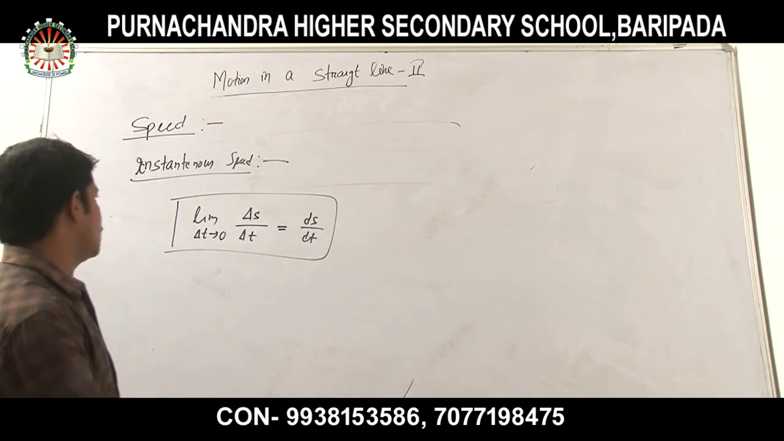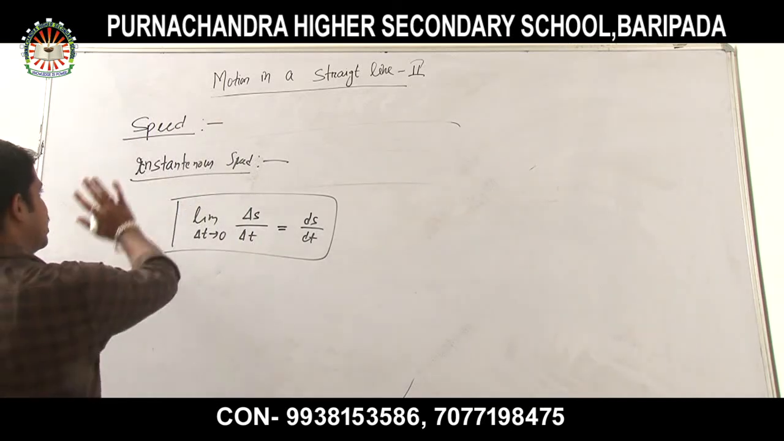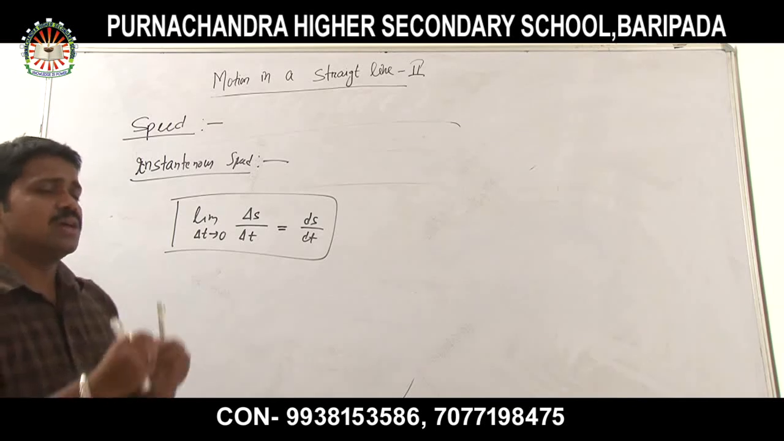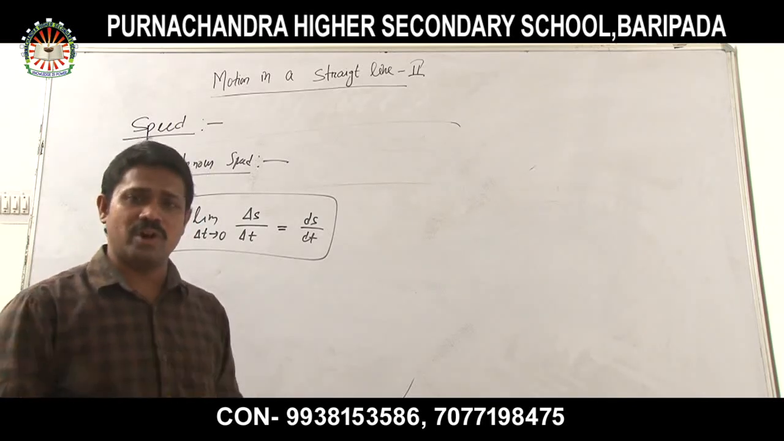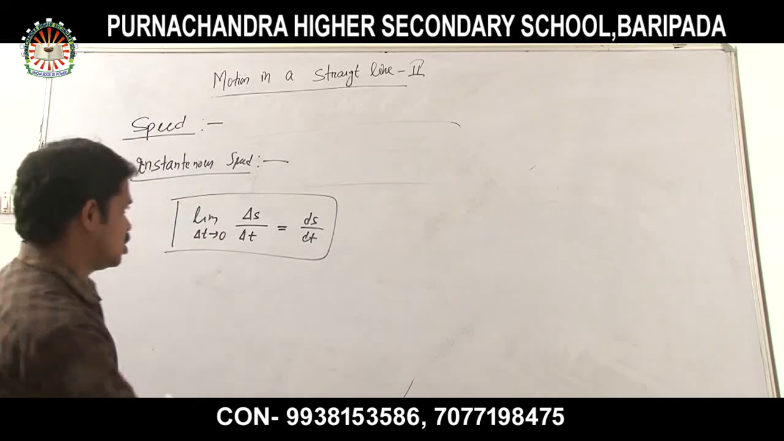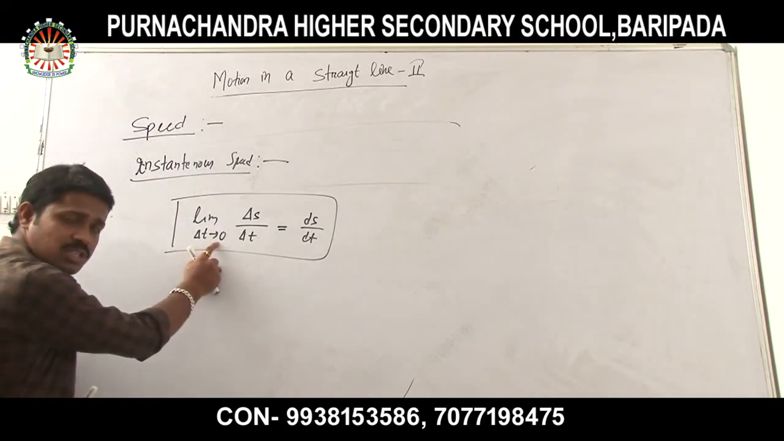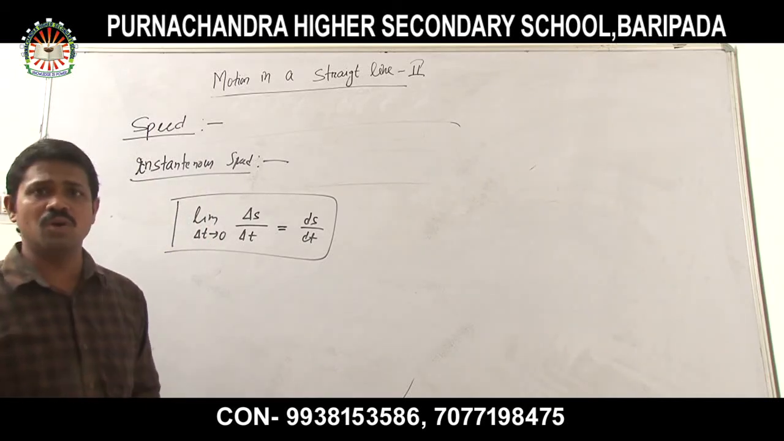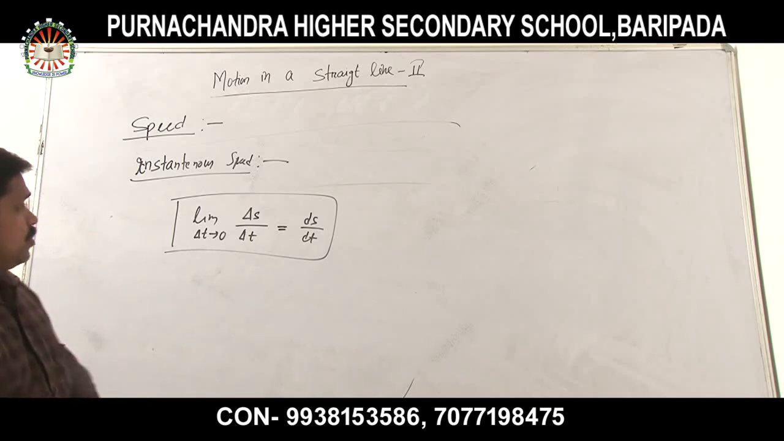Clear? Okay, so this is the instantaneous speed which gives me the speed of an object or a body at a particular instant of time. That's why the time tends to 0. Clear all of you? Okay, so this is the concept of speed.